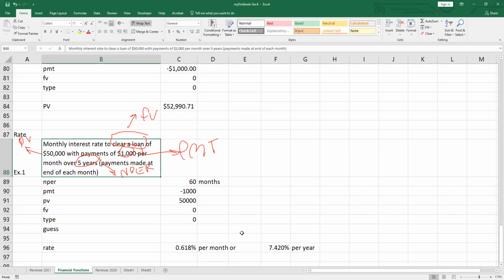Okay, this is the first example of the rate function. Before I move on to the next example to let you do it by yourself, do you have any questions about this first example?